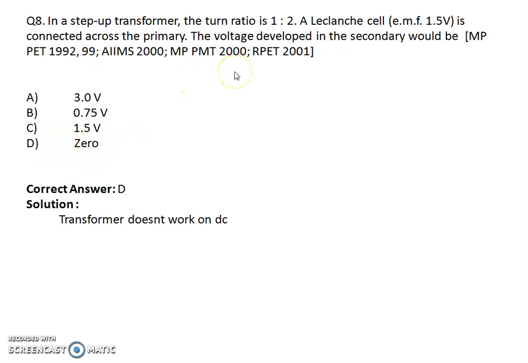Then next question: in a step up transformer the turn ratio is 1:2. A Leclanché cell of EMF 1.5 volt is connected across the primary. The voltage developed in the secondary would be. Here the transformer is a step up transformer, and the turn ratio, which is the transformation ratio, is given as 1:2. But a Leclanché cell of EMF 1.5 volt is connected across the primary, and you have been asked to calculate the voltage developed in the secondary coil. But remember that this cell is a DC voltage, and transformers do not work on DC, and therefore the correct option is D, that is 0, because transformers don't work on DC.